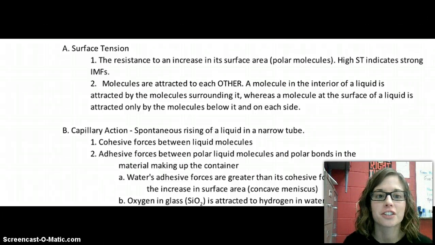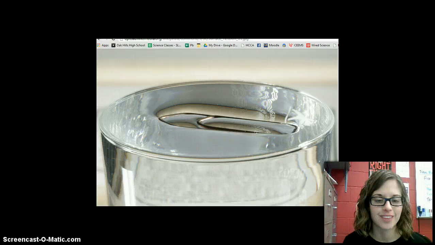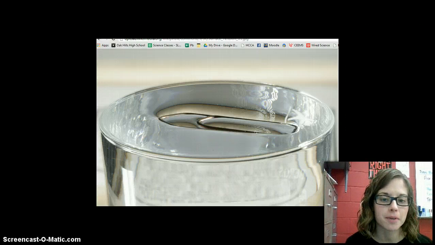I encourage you to try to place a paper clip on the surface of water and see if you can get it to stay. Something that we know is that water has hydrogen bonding, strong intermolecular forces, and they're actually so strong that you can get a paper clip to rest on the surface of water. And there's a picture showing you the surface tension of water with a paper clip on top.